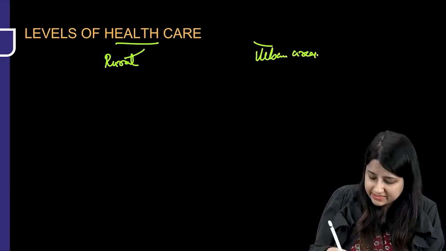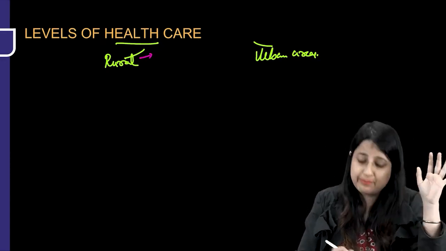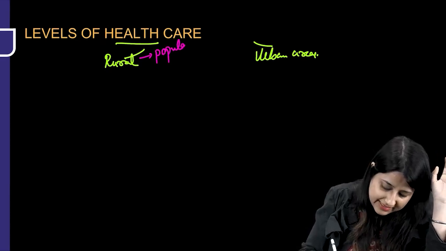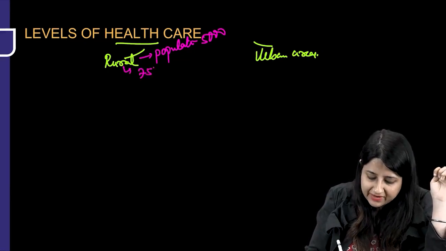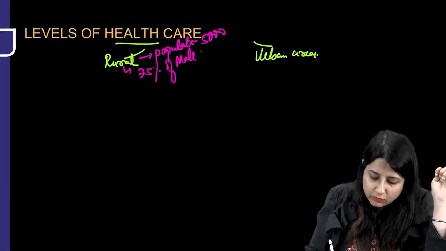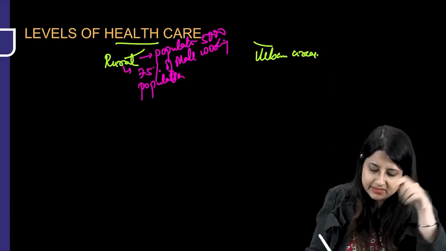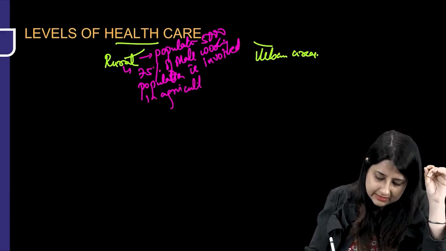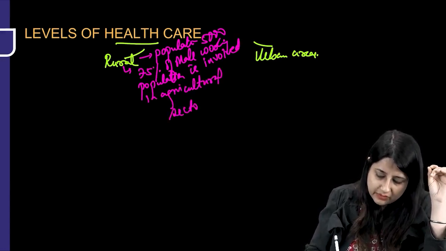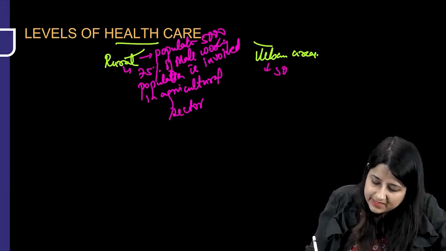Now you remember what is the definition of a rural area, guys? The definition of a rural area was, the population is up to 5,000. In a rural area, population is up to how much? 5,000. And for rural area, 75% of male working population is involved in which sector? Is involved in the agricultural sector.